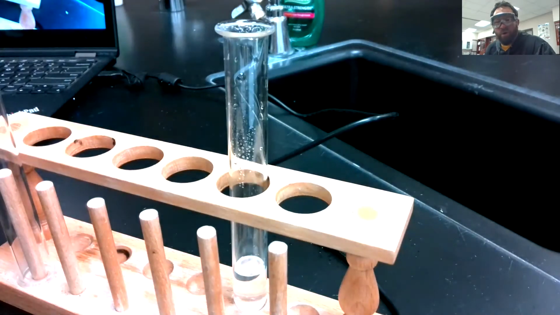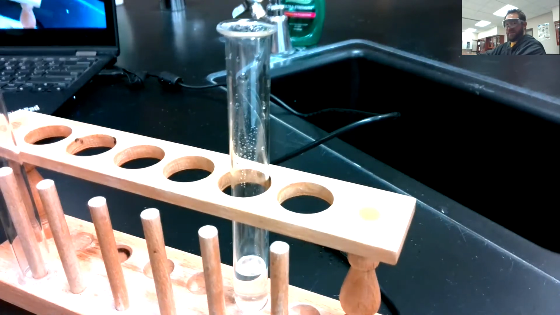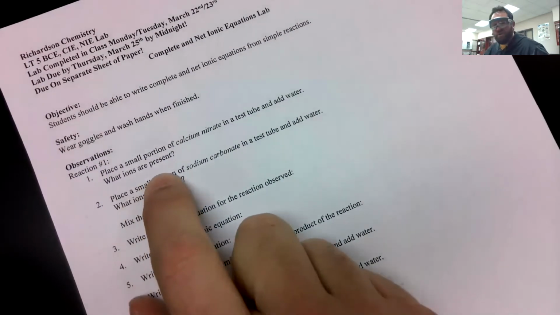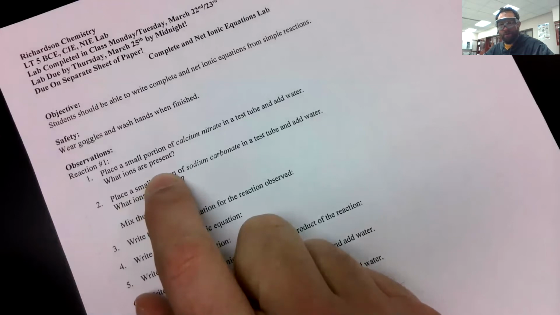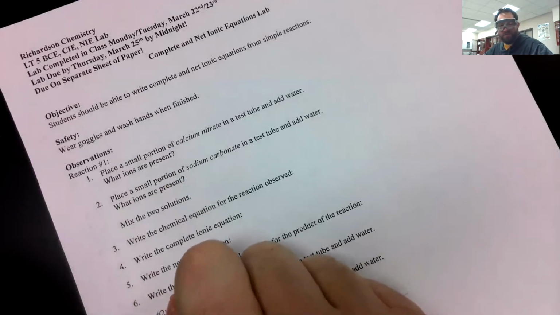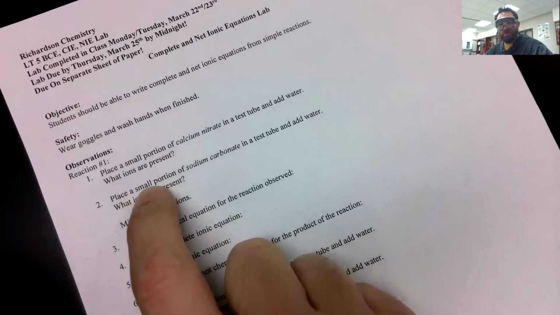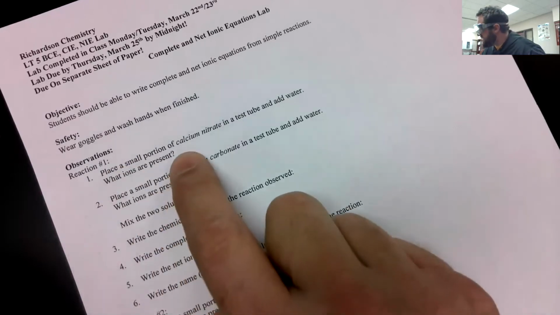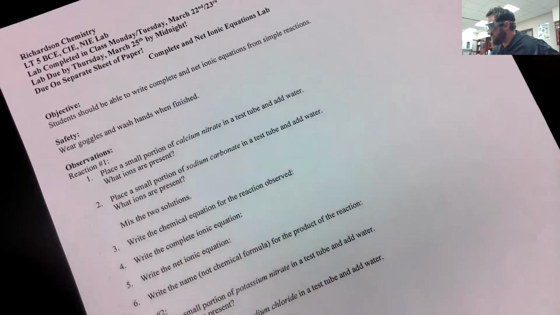So it should give you guys some help there in writing your balanced equation. Calcium nitrate should dissolve. Let's take a look at the lab here. So what ions are present in that solution? We added the water, the calcium nitrate dissolved. What ions will be present? So that's your first question for this lab. So on a piece of paper, you write number 1 and tell me what ions are present in a solution of calcium nitrate.